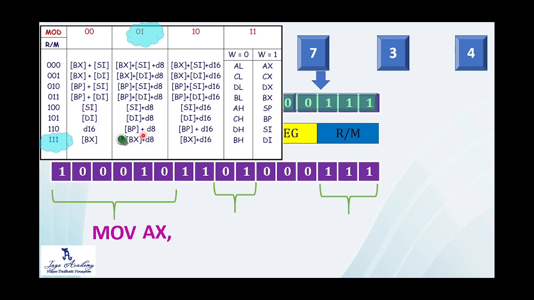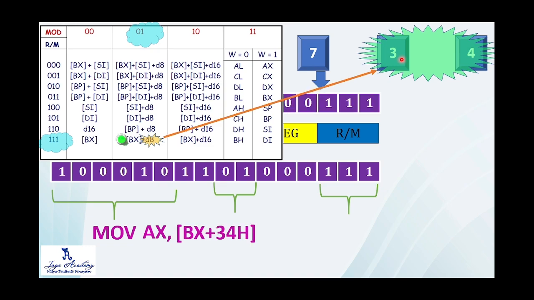Now, see here, this is BX plus D8. This is the 8-bit value. Which is that 8-bit value? This 8-bit value is nothing but displacement. And the displacement is there in the machine instruction itself. 3 4, see here, 3 4, this is the 8-bit displacement. So in place of D8 you put this 34. So ultimately you will get your source as BX plus 34H. Ultimately you get your source as a memory.